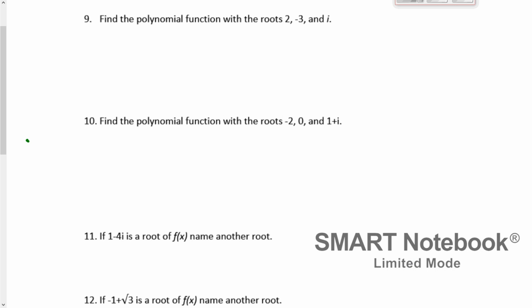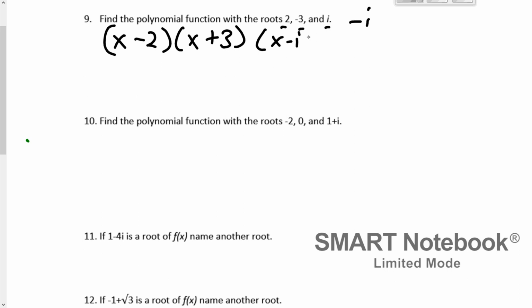Okay, so find the polynomial of a function. So here are the zeros. Since I have i as a root, that means that the conjugate -i would also be a root. So those are my zeros or my roots. Now I have to write my factors. So that's x minus the zero, or x minus the root. So that's x minus 2, x plus 3, x minus i, and x plus i. So now I have to multiply those two.